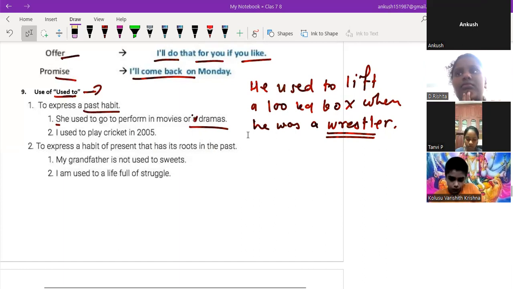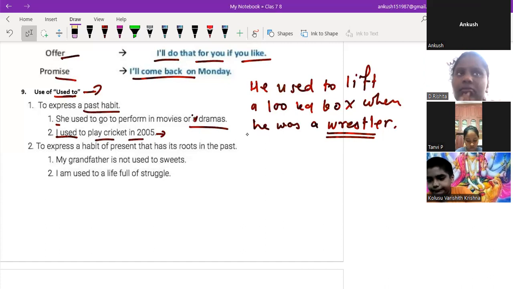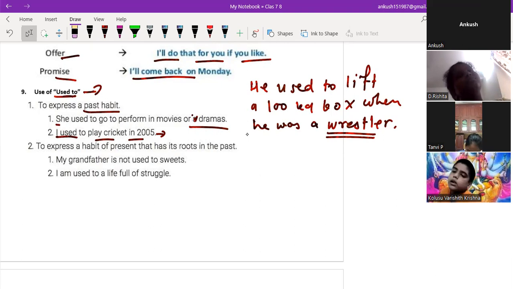The second example is: I used to play cricket in 2005. So the action was taking place in the year 2005. So he used to play. Understood?